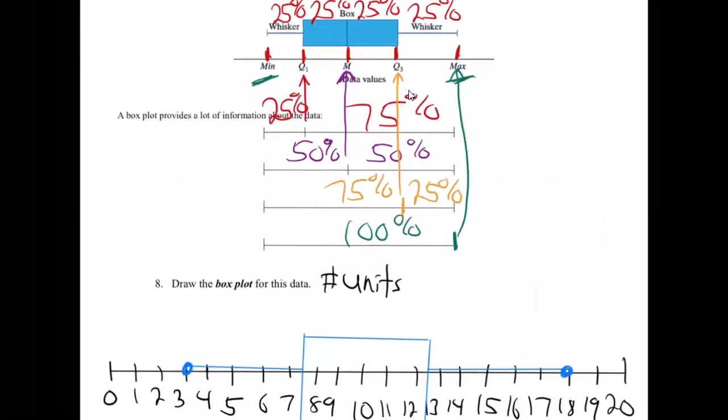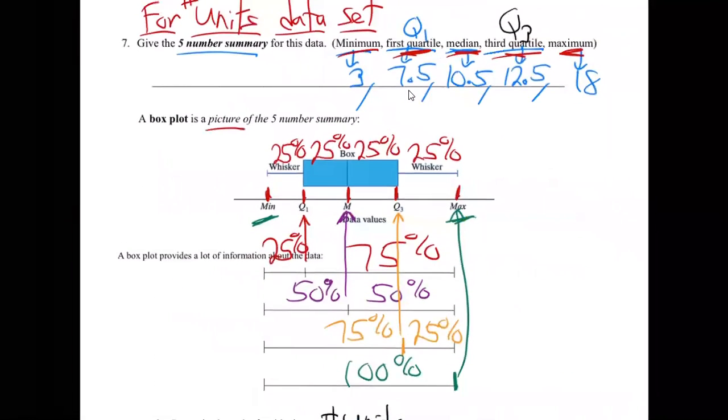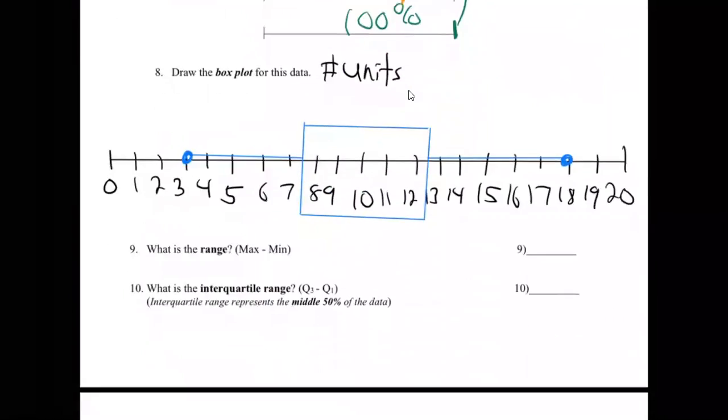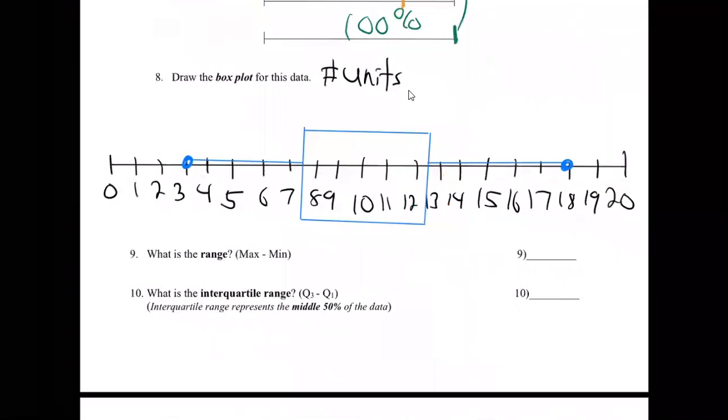And last thing is we have to put a line in the center. See how there's a line right here in the center? That goes right at the median. So the median is 10.5. So I got to put a line at 10.5. About right there. There we go. We made the box plot for the number of units.